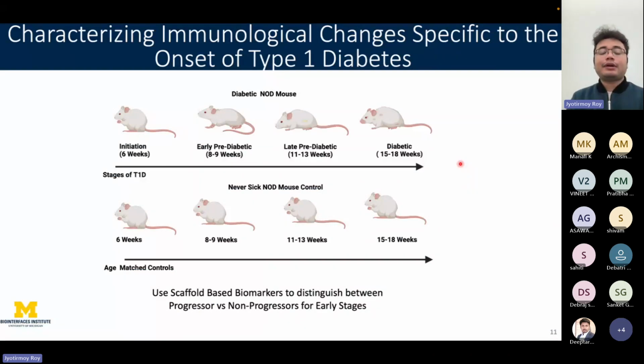We are targeting 4 time points. One is the initiation around 6 weeks of age, which is stage 1. The stage 2A, or the early stage 2A, which I call the early pre-diabetic stage, is around 8 to 9 weeks. And the late pre-diabetic, or stage 2B, is around 11 to 13 weeks. And the diabetic time point is where the mouse actually shows symptoms, versus the control mouse, which is still healthy.